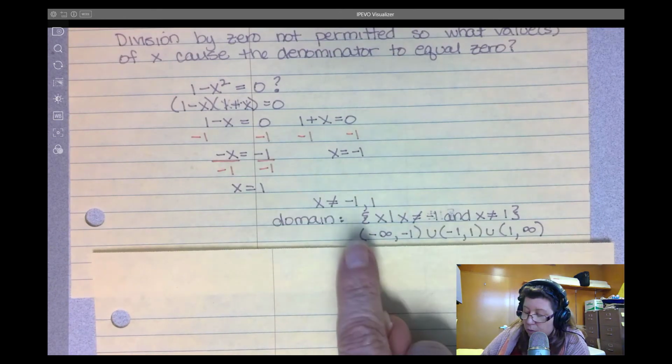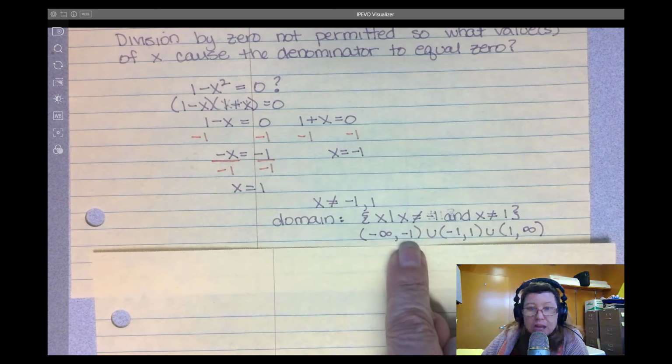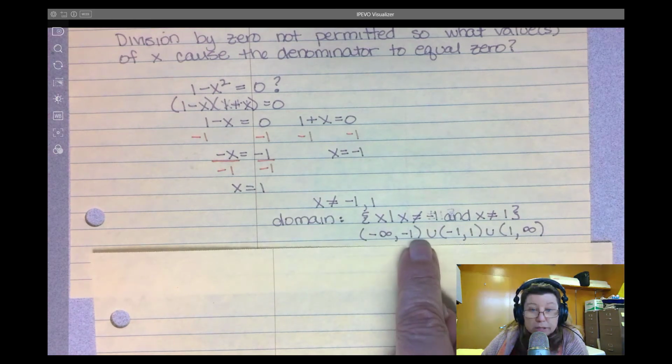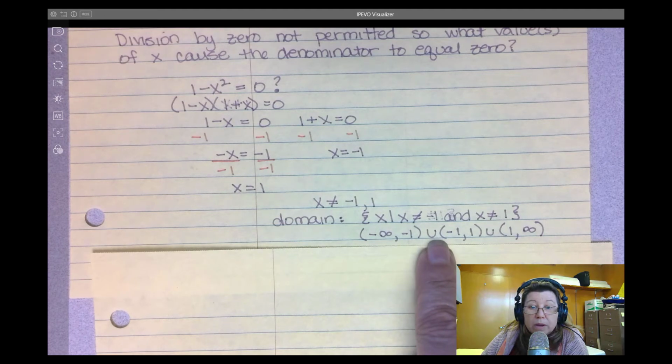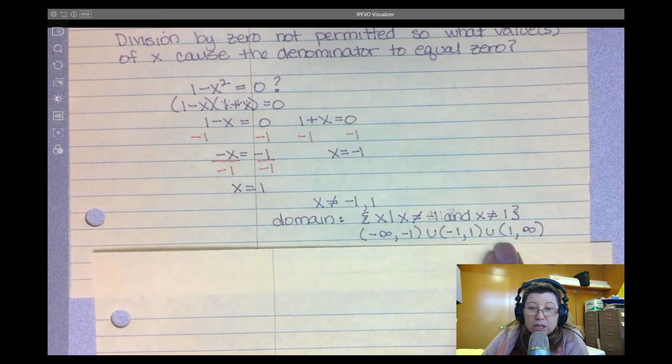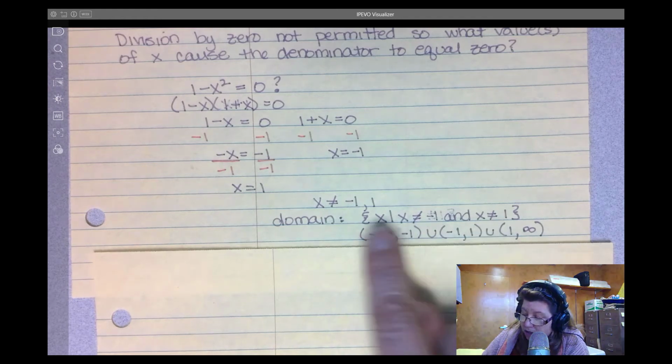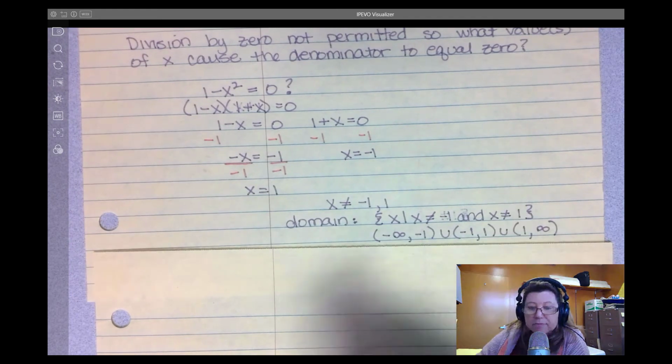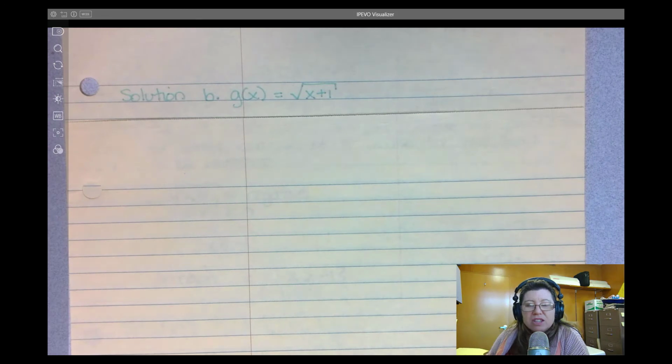we get all the way from negative infinity all the way up to negative 1, but don't include it, union with the middle stuff from negative 1 to 1, but again, don't include those endpoints. And then finally 1 to infinity, and you don't include the 1. So interval notation, set notation. On to the second function, g of x equals the square root of x plus 1.